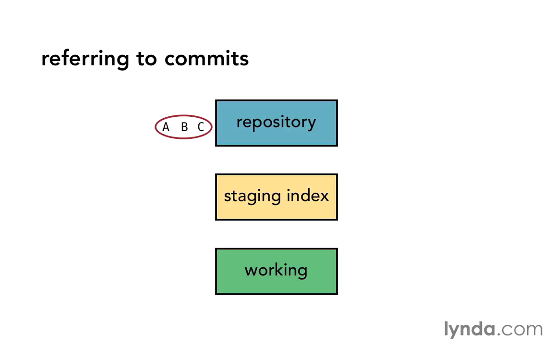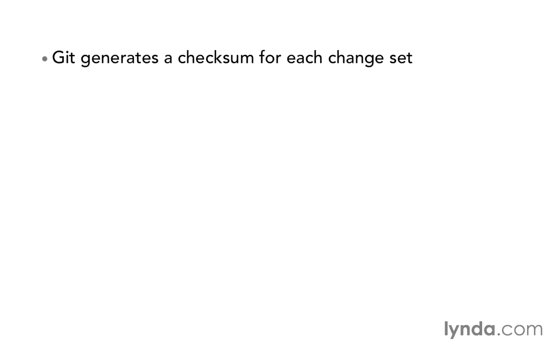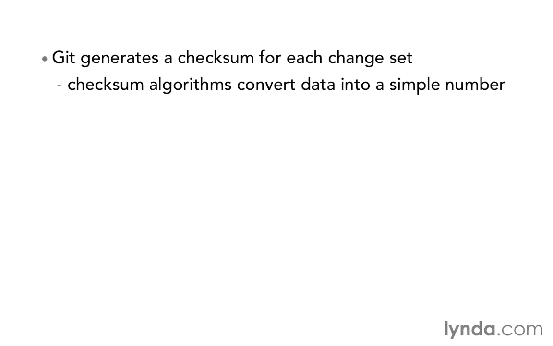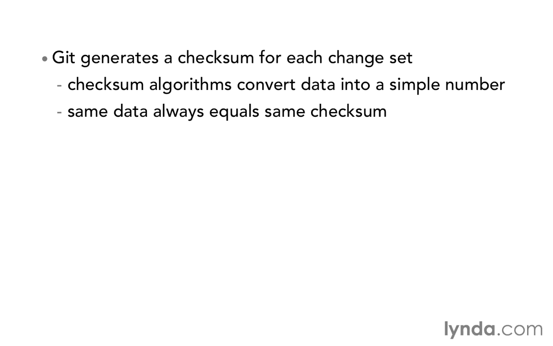When we submit these changes to the repository, at that point, Git generates a checksum for each change set. A checksum is a number that's generated by taking data and feeding it into an algorithm. So a checksum algorithm converts data into a simple number, and we call that simple number a checksum. The same data put into the algorithm always equals the same checksum coming out. That's important because if we change the data going in, we get a different checksum out. So one of the most common uses for checksums in computers is to make sure that the data didn't change. If the data changed, well then the checksum will be different.